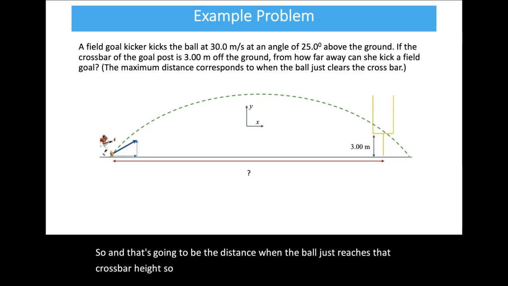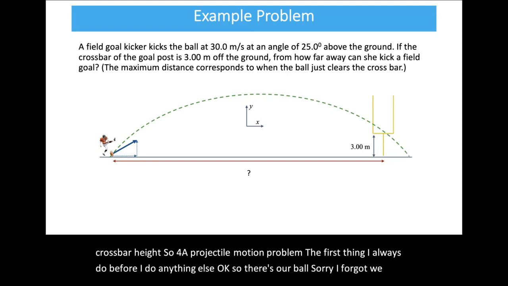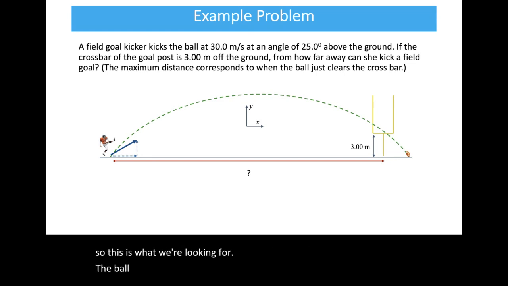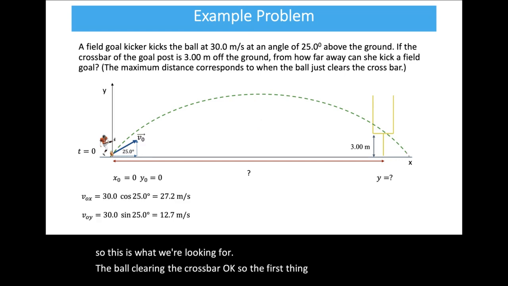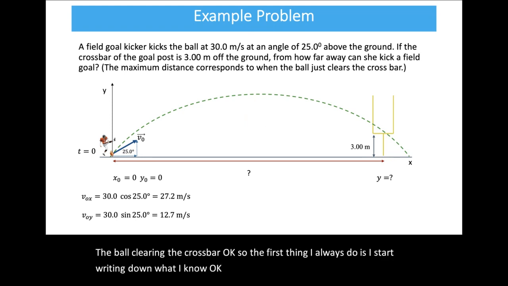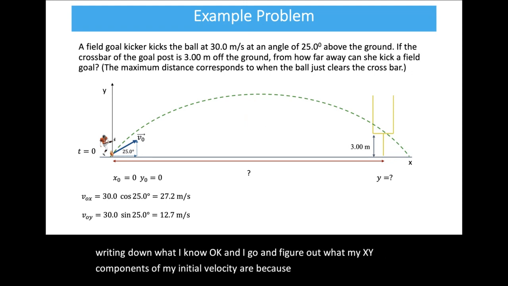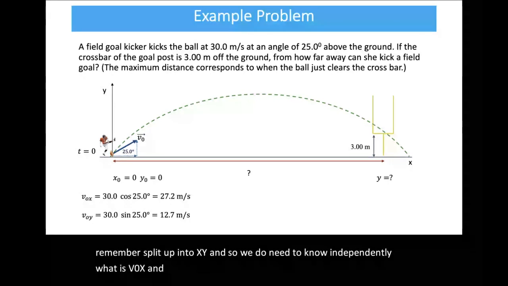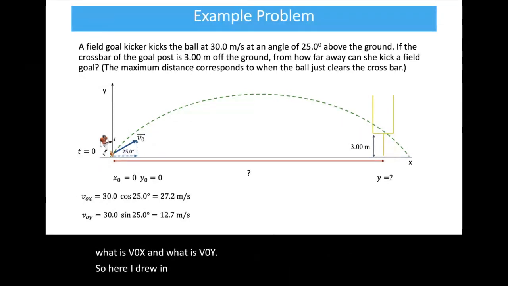So for a projectile motion problem, the first thing I always do before I do anything else, so there's our ball. Sorry, I forgot. Just to show you again, I forgot that our ball actually goes across. So this is what we're looking for, the ball clearing the crossbar. The first thing I always do is I start writing down what I know, and I figure out what my x and y components of my initial velocity are, because our kinematic equations, remember, are split up into x and y, and so we do need to know independently what is v0x and what is v0y. So here I drew in the angle, 25 degrees.